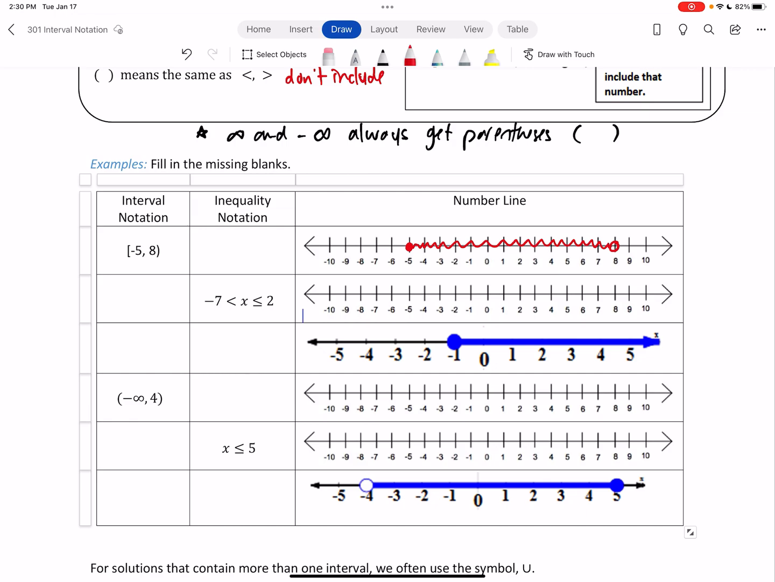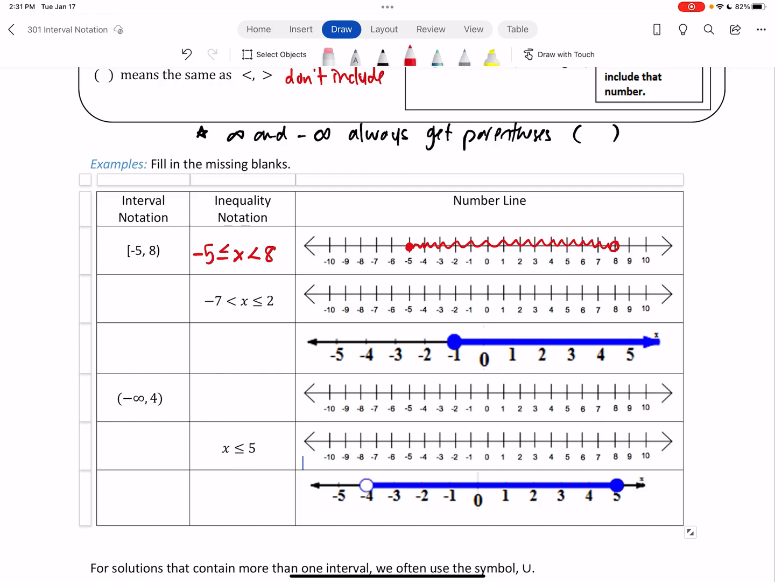In inequality notation, it starts at -5, I put an x in the middle, and I end at 8. I included the -5, so I put the less than or equal to there. I did not include the 8, so I put strictly less than. I think it's easiest if you have the number line, so try to fill those in first and then continue from there.